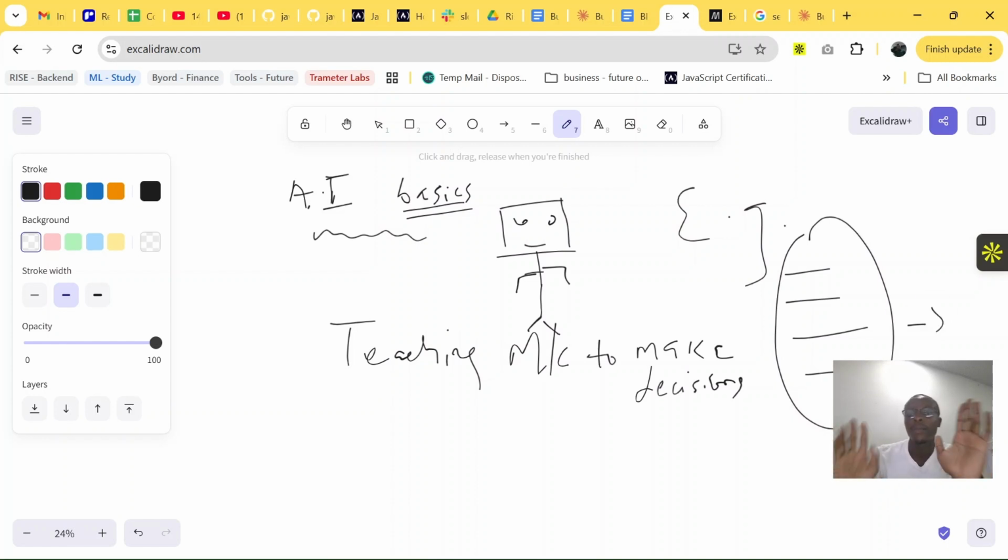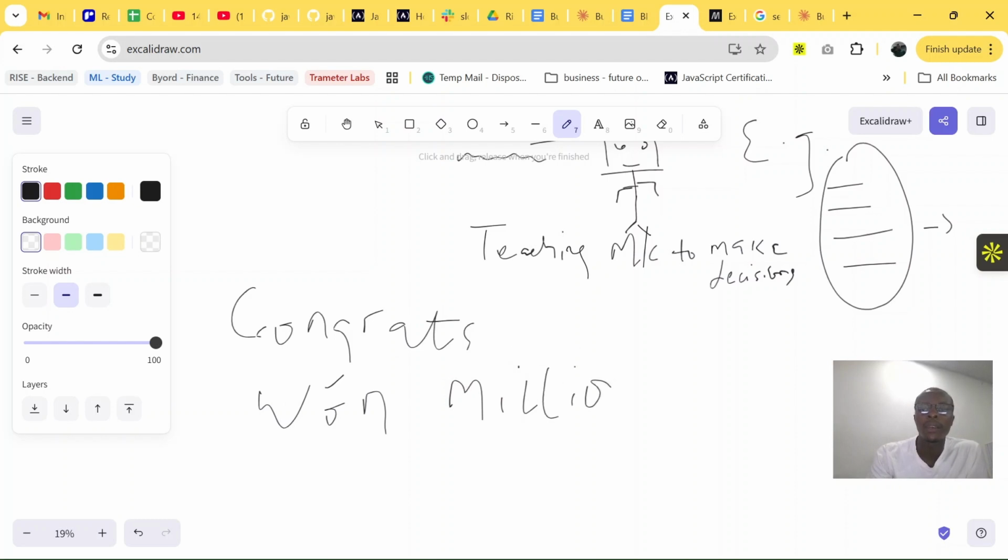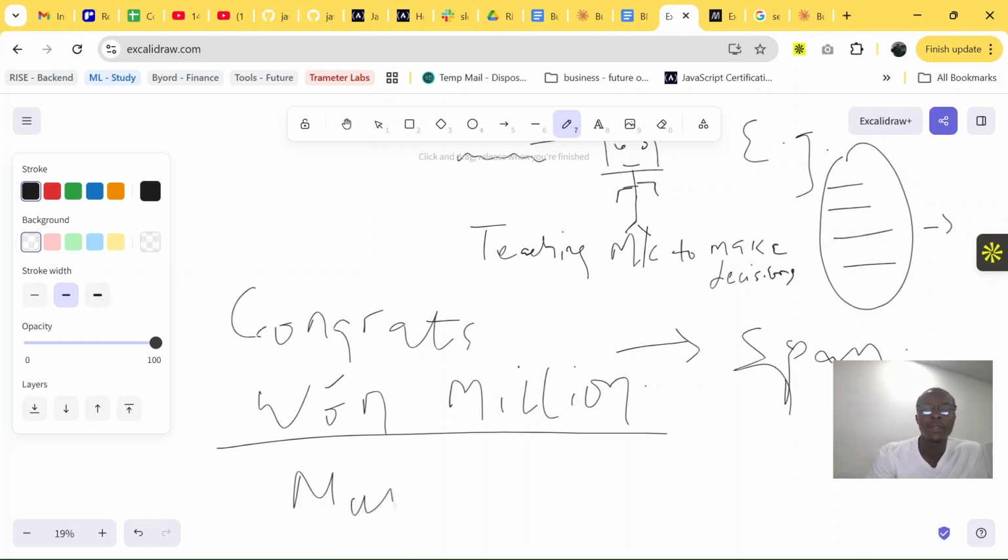Just bear with me, I'll explain this. Let me give you a very good example, something you learn a lot in data science when you start. Say we wanted to teach an AI system that every time you see the words congrats, one, and million in an email, this email is spam. And anytime you don't see these words, this email is not spam.